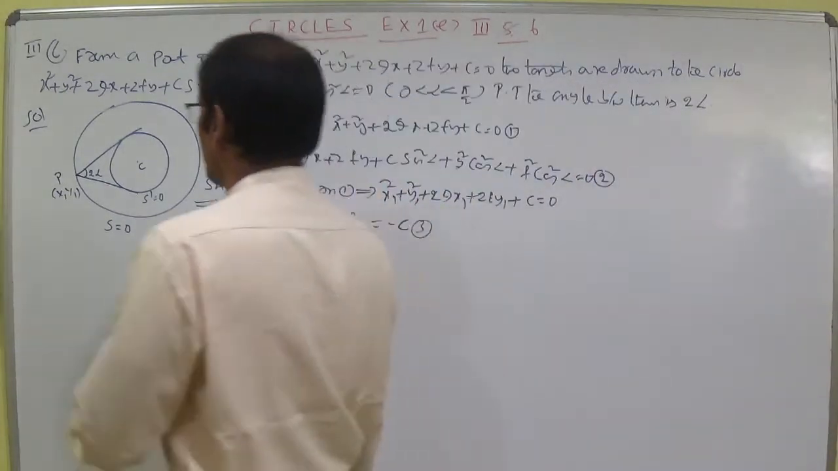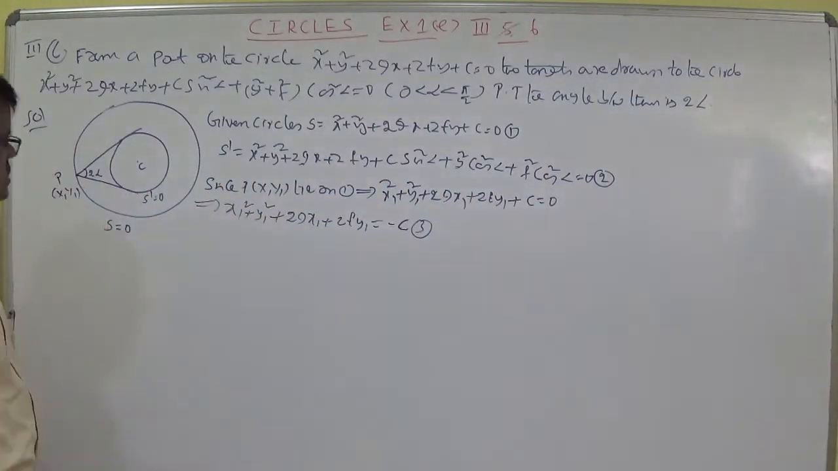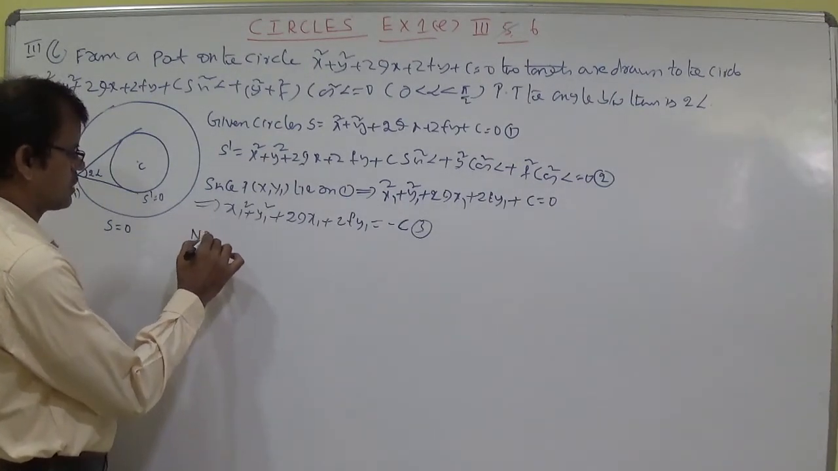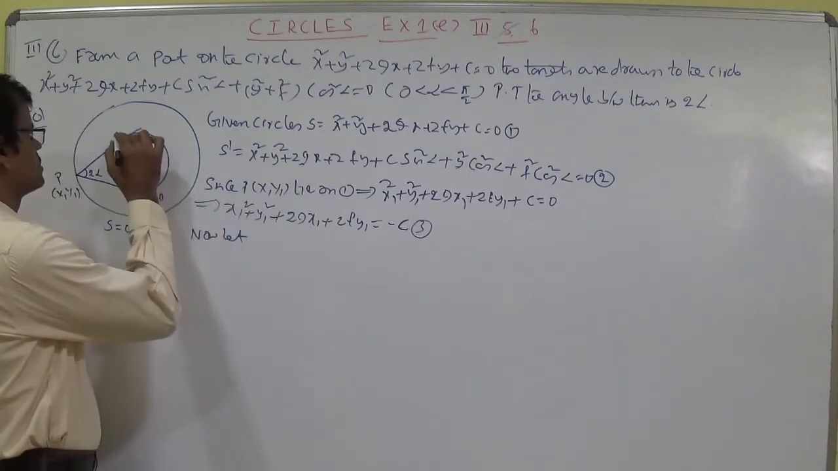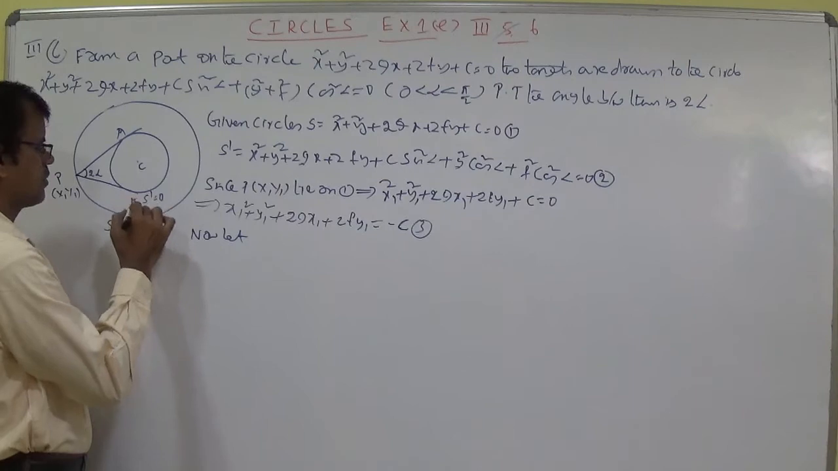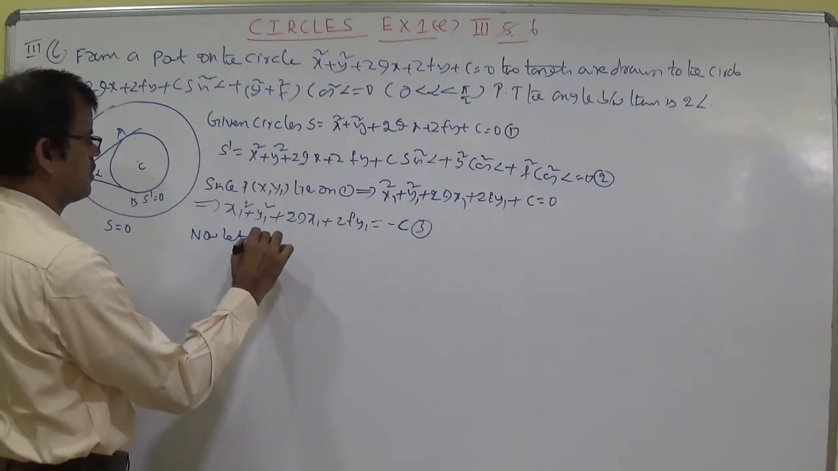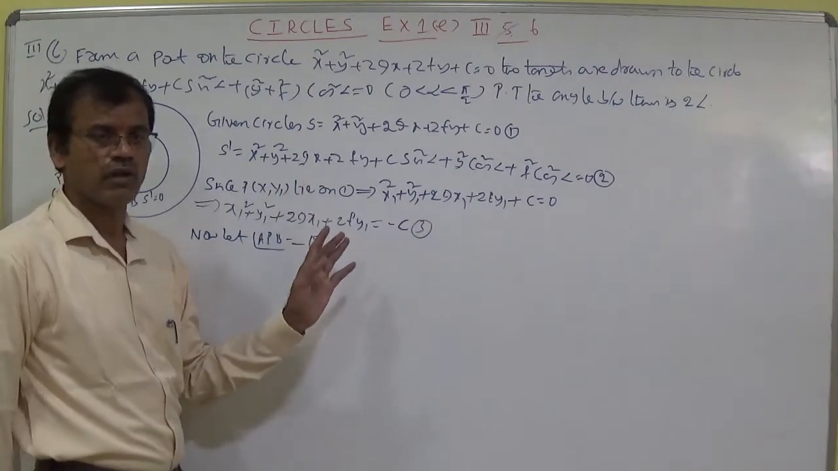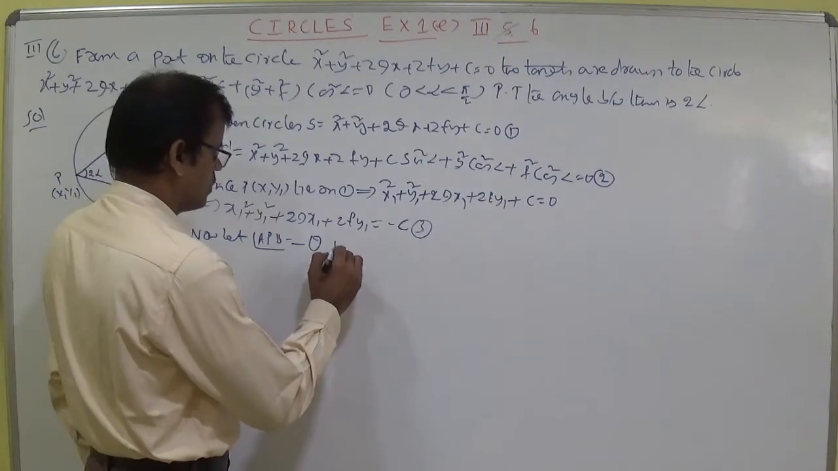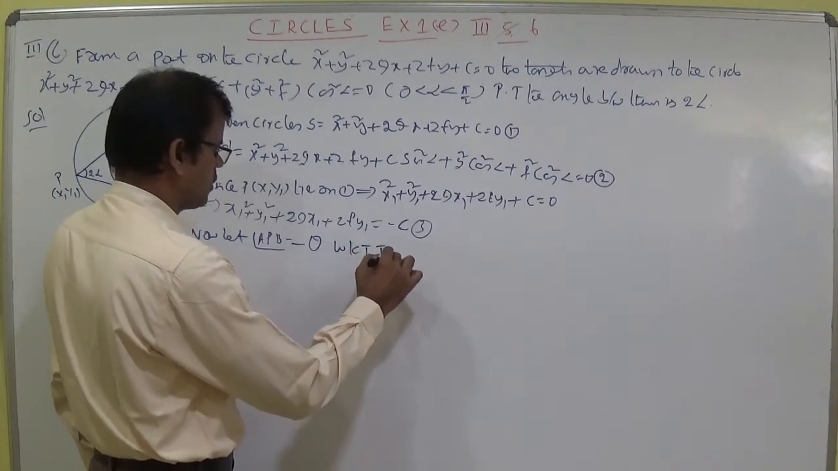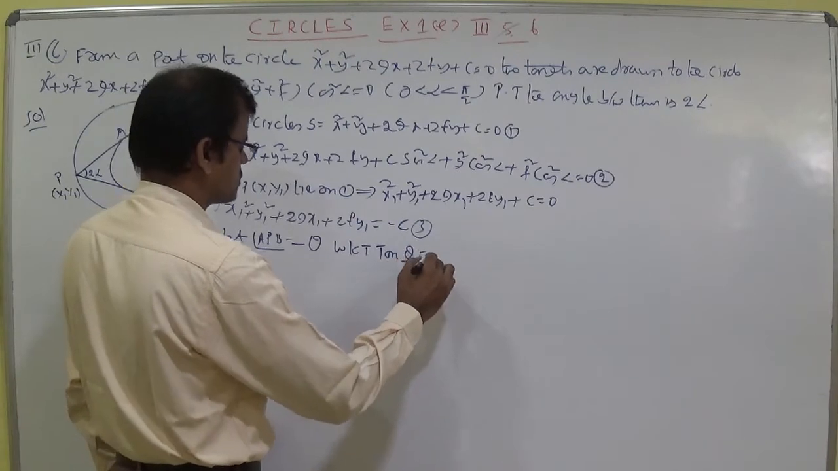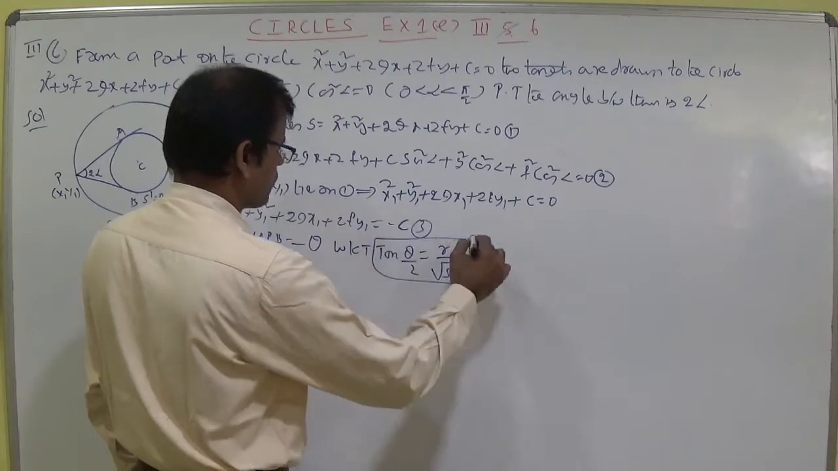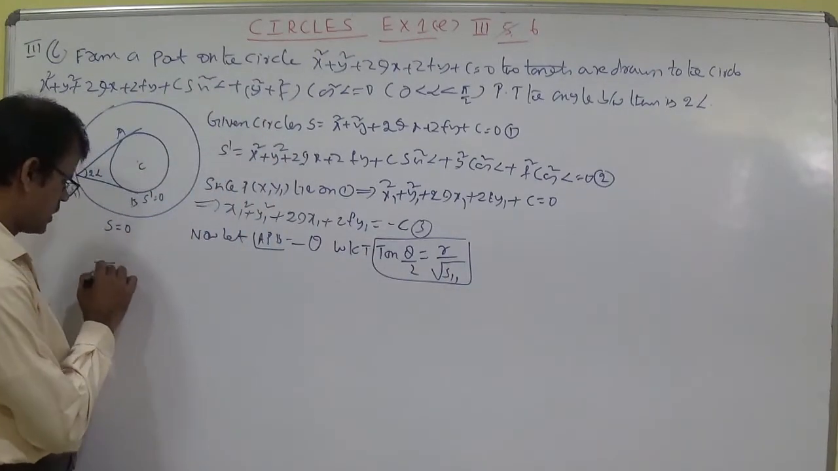Now, here you should calculate 2 alpha. Let the angle be theta. Let A be a point of contact and B the other point of contact. Let angle APB be equal to theta. Of course, you should prove that theta itself is 2 alpha. We know the formula for the angle between two tangents: tan theta by 2 is equal to r by root S11.